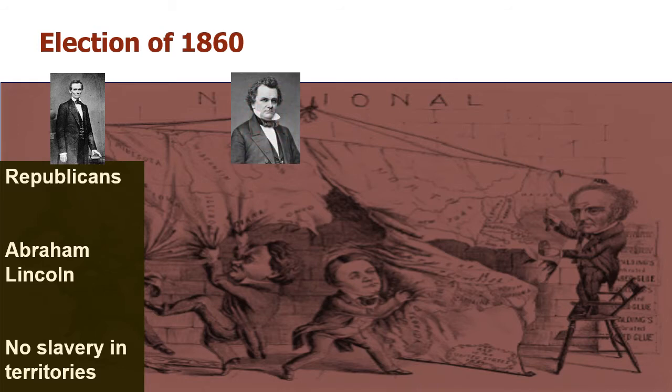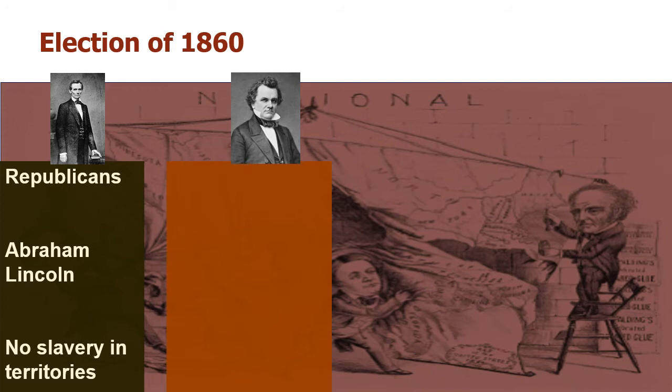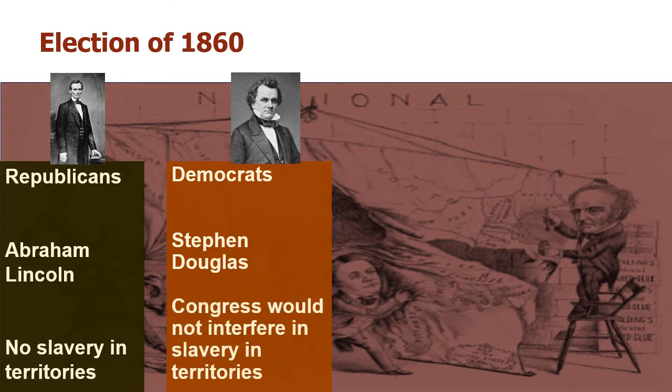Our second candidate is Stephen Douglas. And Stephen Douglas is a Democrat. He is the architect of the Kansas-Nebraska Act. He is a Northerner, though, so he's got roots in the North. He's done some things that make Southerners happy. And his platform, with the rest of the Democrats, is that Congress would not interfere with slavery in the territories. That's a very wishy-washy way of saying popular sovereignty and Congress will remain hands-off.